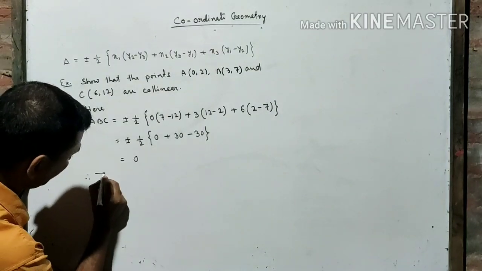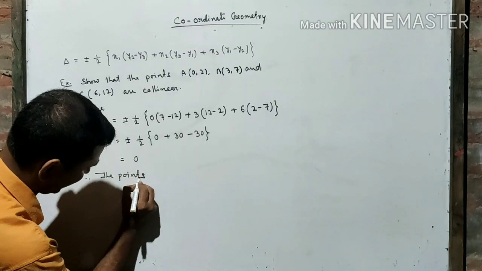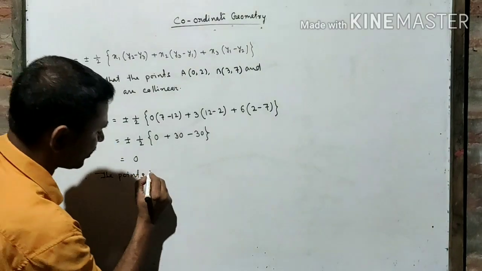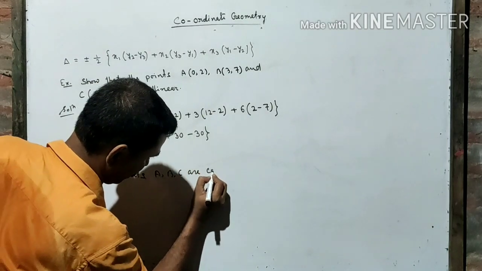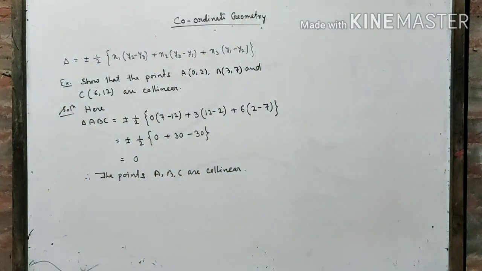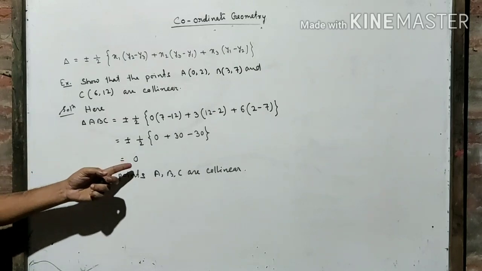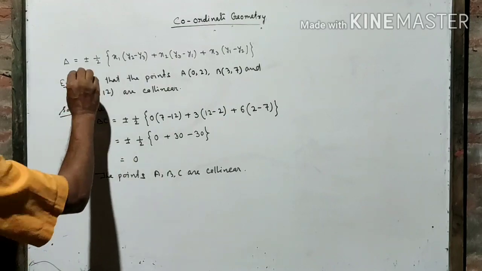Therefore, the area is found to be 0. Therefore, the points are collinear. The points ABC are collinear. Okay, the area has come out to be 0. Therefore, the points ABC are collinear. Next question.